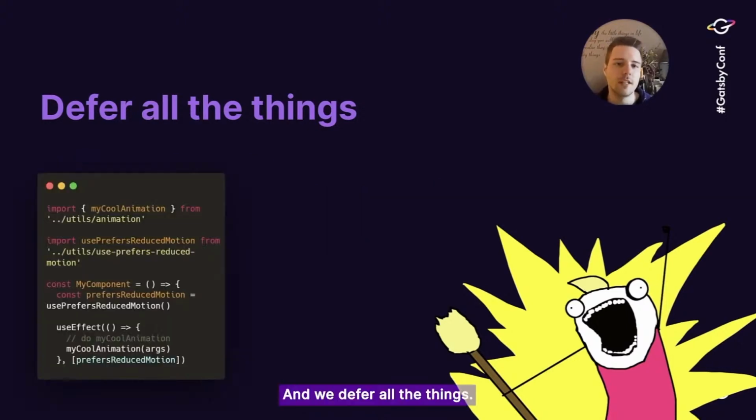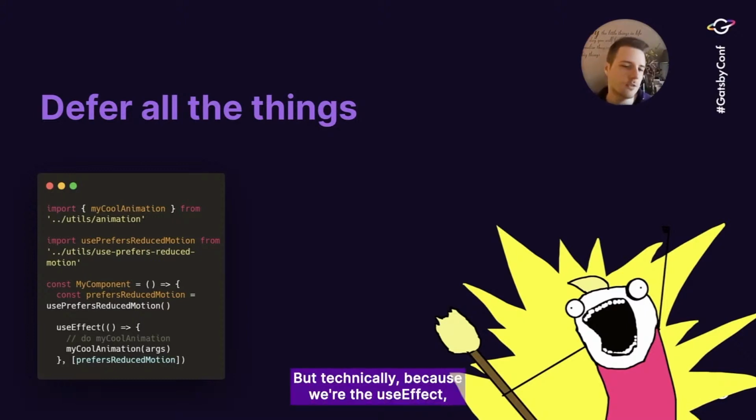And with defer all the things, I also mean, mostly we think about using React Lazy to lazy load components and so on, but there's something else you can do. Like if you use things like useEffect to do an animation. In this example, we download the utils animation, which also downloads motion, and then the extra code to do our animation.